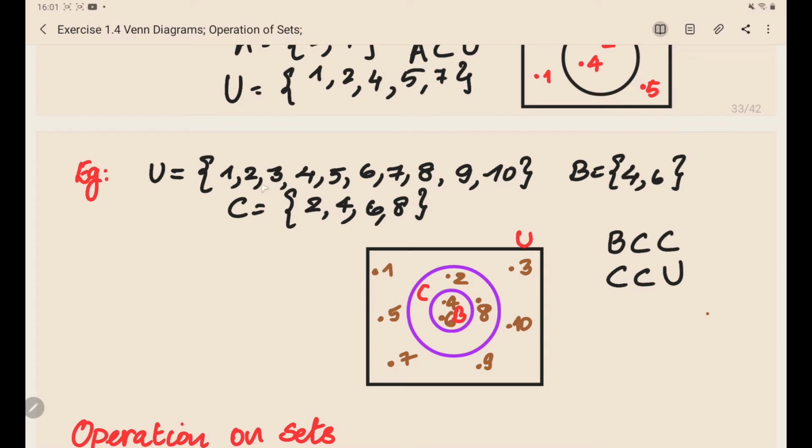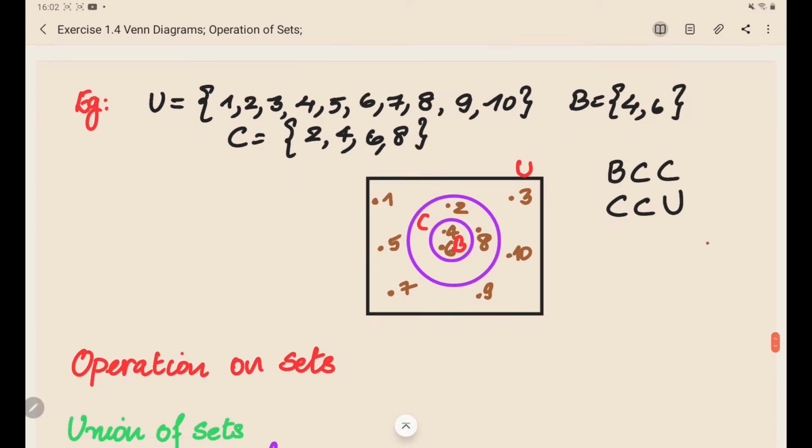Now let's take another example for your better understanding. Again, we have a universal set 1 till 10, that are the first 10 natural numbers. Then B is a subset of the universal set. We know that B has 4 and 6, because both these elements are also included in the universal set. You can see that 4 is in the universal set, and 6 is again in the universal set. Again C, 2, 4, 6, 8. You can see that this is also a subset of the universal set. As I said, in Venn diagrams, you represent these subsets using circles, and the universal sets are represented using rectangular boxes. So that's all about the representation using Venn diagrams.